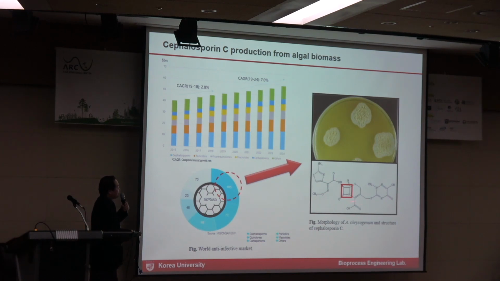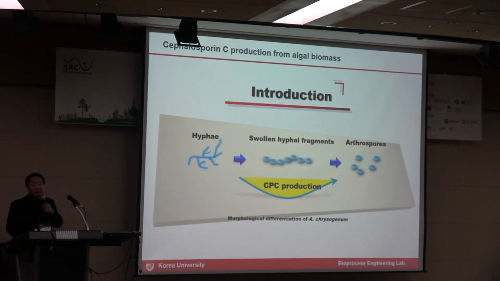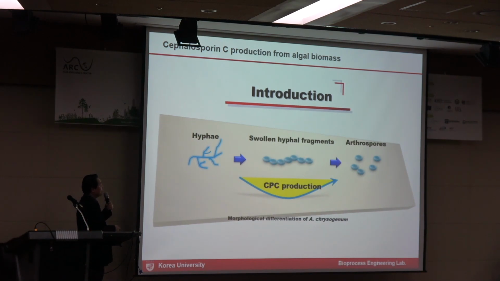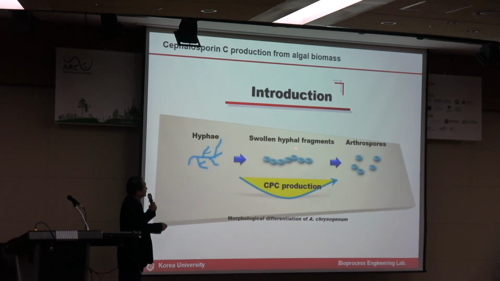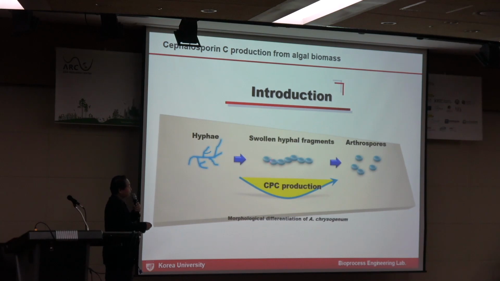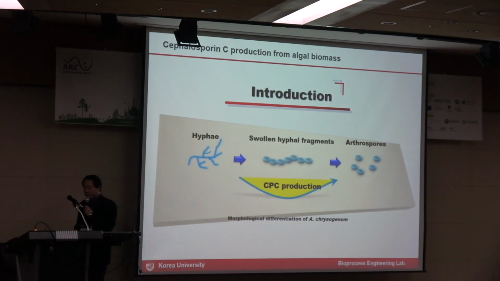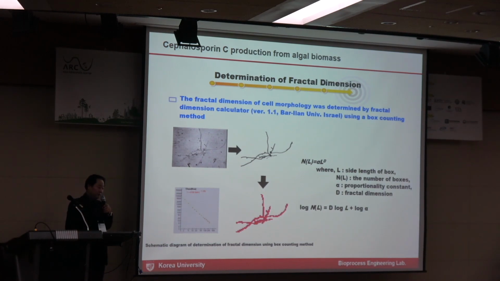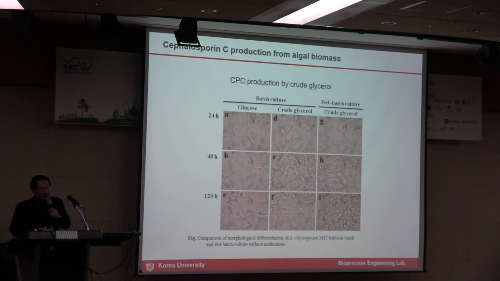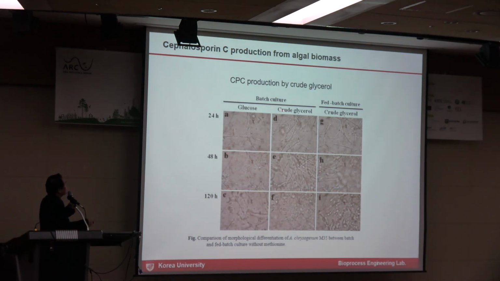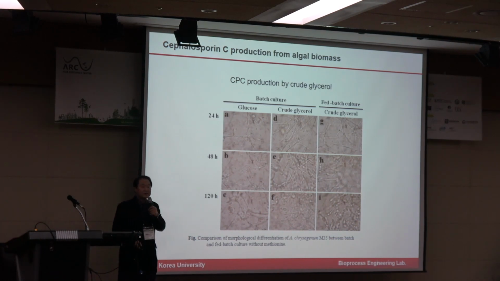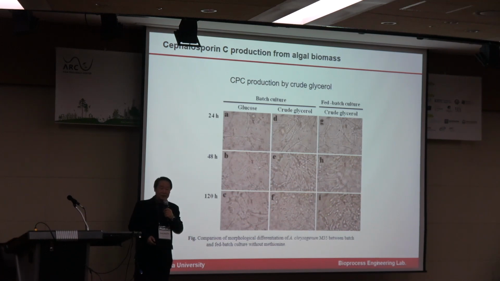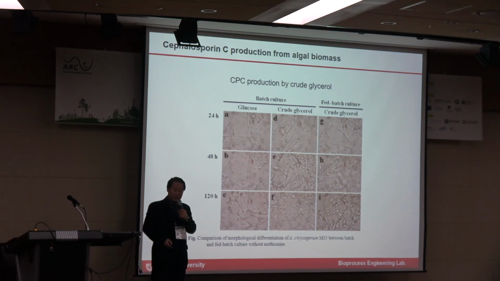Let me introduce another application for the antibiotic cephalosporin C, a beta-lactam antibiotic. In this organism, the morphology is quite important. From hyphae, it changes to swollen hyphal fragments and then to arthrospores. This procedure is quite important to produce this antibiotic. Also, we can analyze based on fractal dimension, because it's closely related to morphology. Previously we used crude glycerol. After production of biodiesel, you could obtain crude glycerol, so we can use crude glycerol to produce CPC.